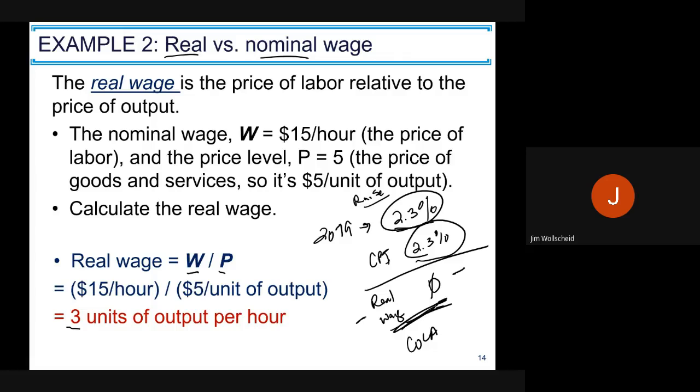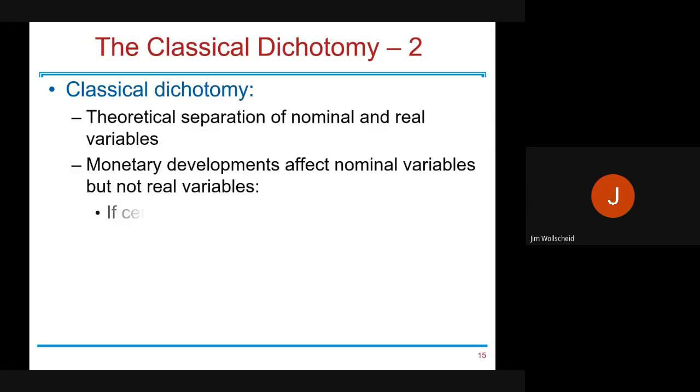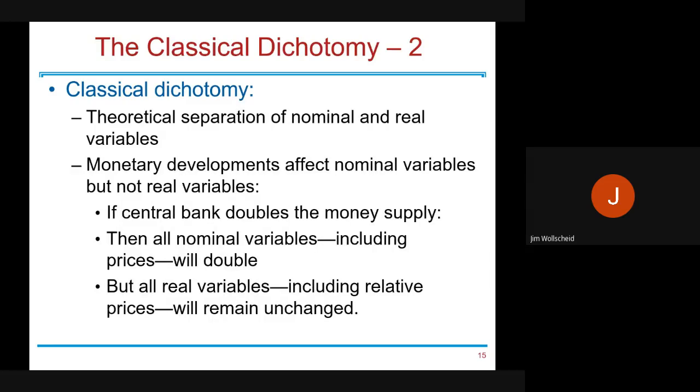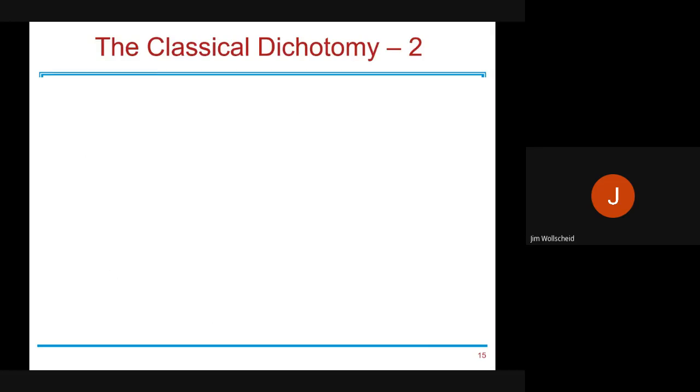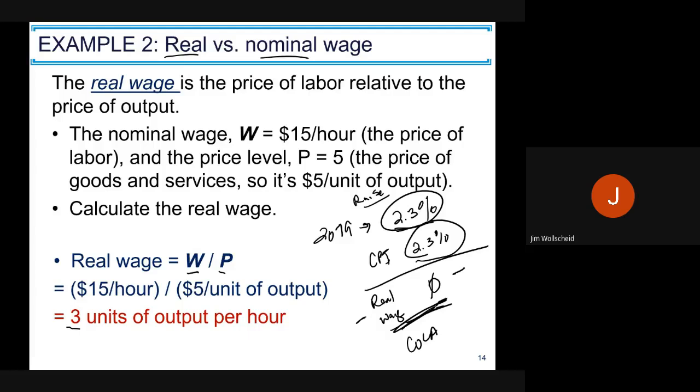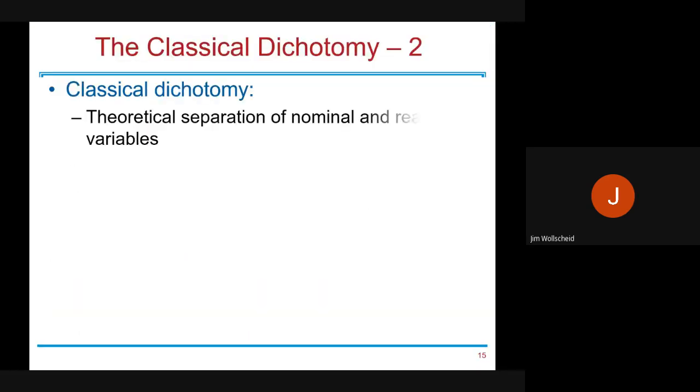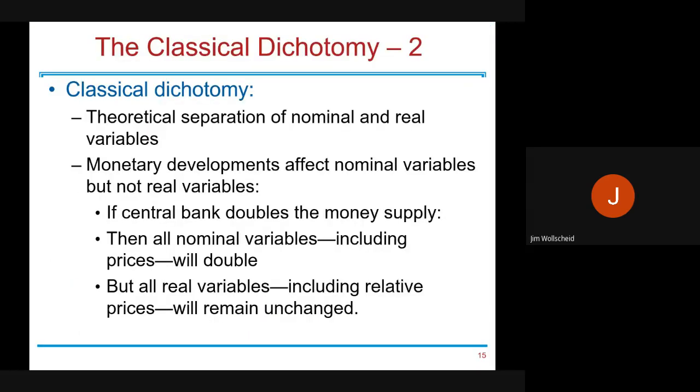So the answer to your question, Francisco, is yes. That's what we talk about when we talk about real prices: it's measured in another unit, correct? So that gives us an idea about real and nominal wages and how we apply them. Let's talk a little more about the theory, going back to the classical dichotomy.